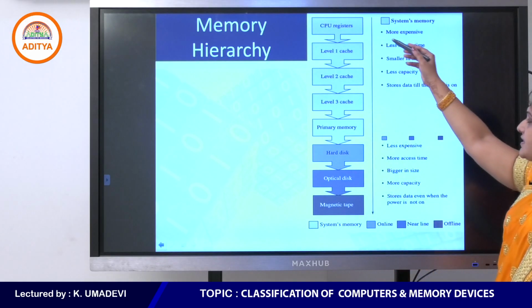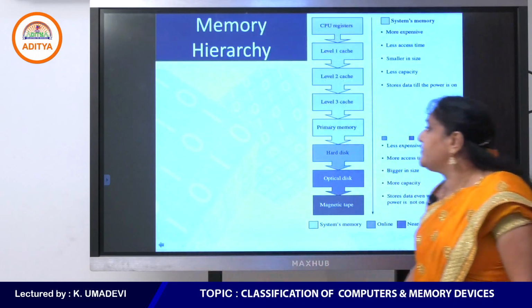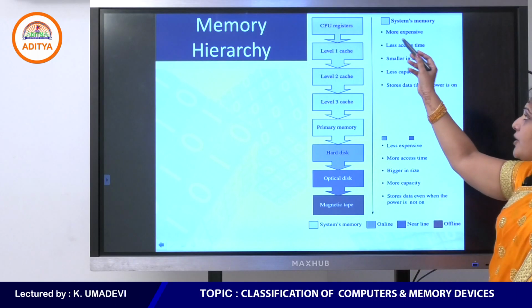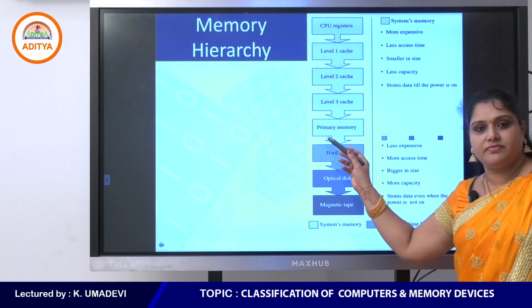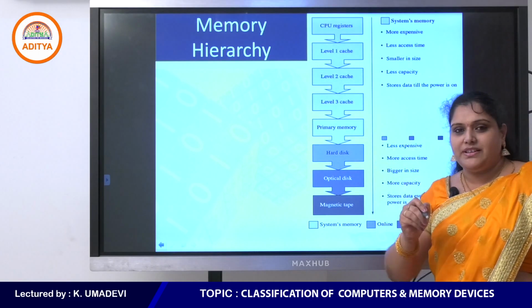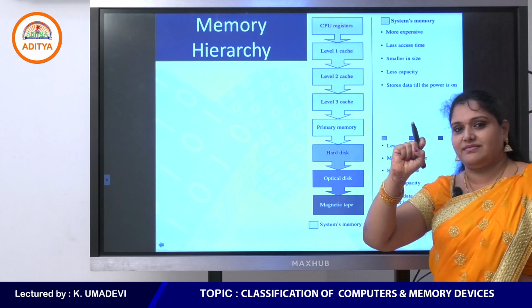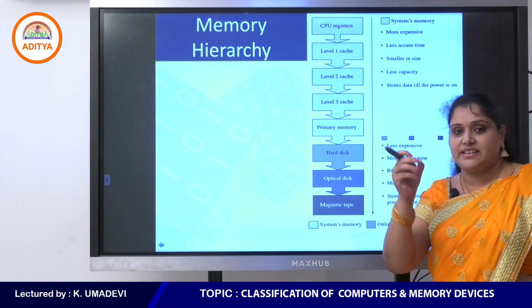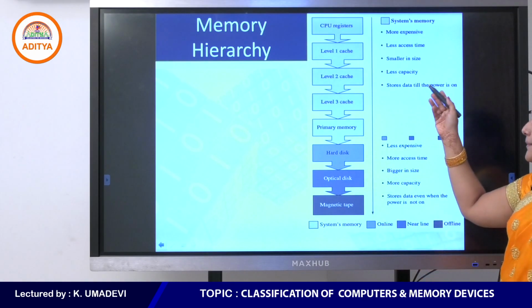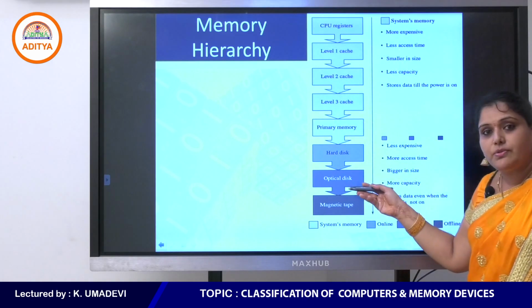From CPU registers to primary memory, observe these points. These are more expensive, and the main advantage is less access time. That means the access time is reduced, and they are smaller in size. See, RAM chip, ROM chip, cache memory circuit, like this, and less capacity. Why? Because this hierarchy represents smallest to largest.